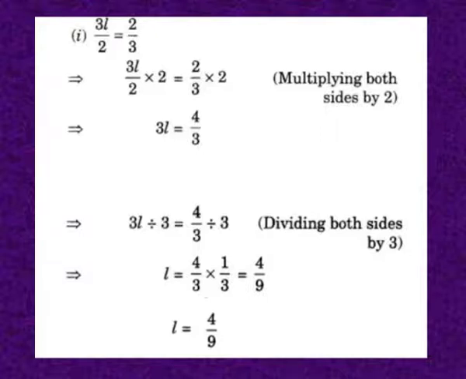Now our equation is 3l is equal to 4 by 3. Again we are dividing with 3 on both sides. We got 3l divided by 3, which is equal to 4 by 3 divided by 3. In LHS, 3 and 3 will be getting cancelled. Our RHS is 4 by 3 divided by 3, which is equal to 4 by 3 into reciprocal of 3 is 1 by 3. Now it becomes 4 by 3 into 1 by 3, which is equal to 4 by 9. Therefore, l is equal to 4 by 9, which is our required solution.